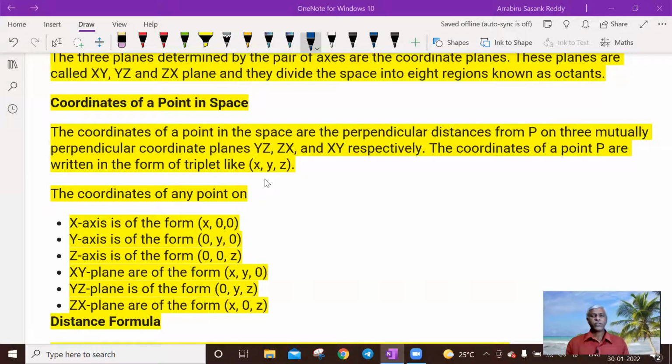We represent each point in this 3-dimensional coordinate system by a triplet x, y, z.